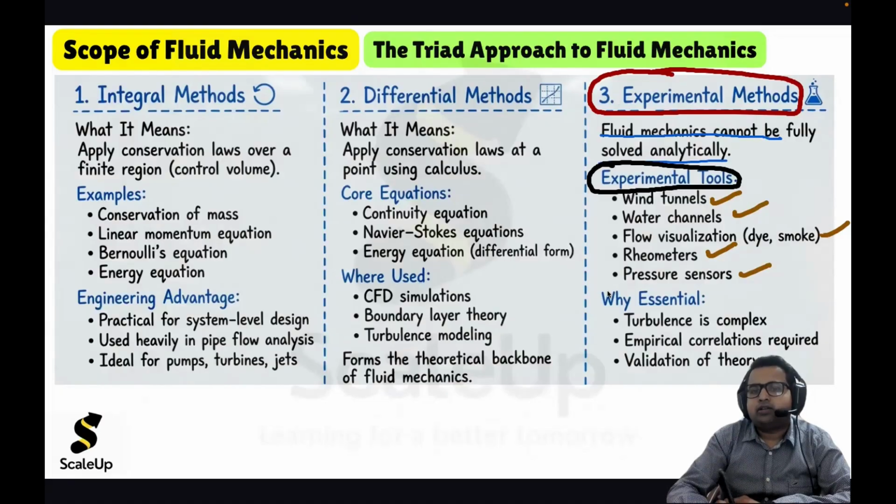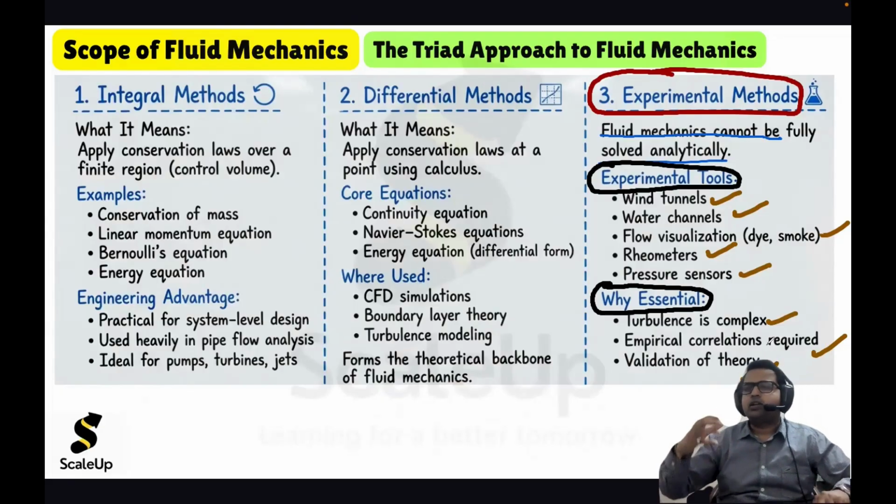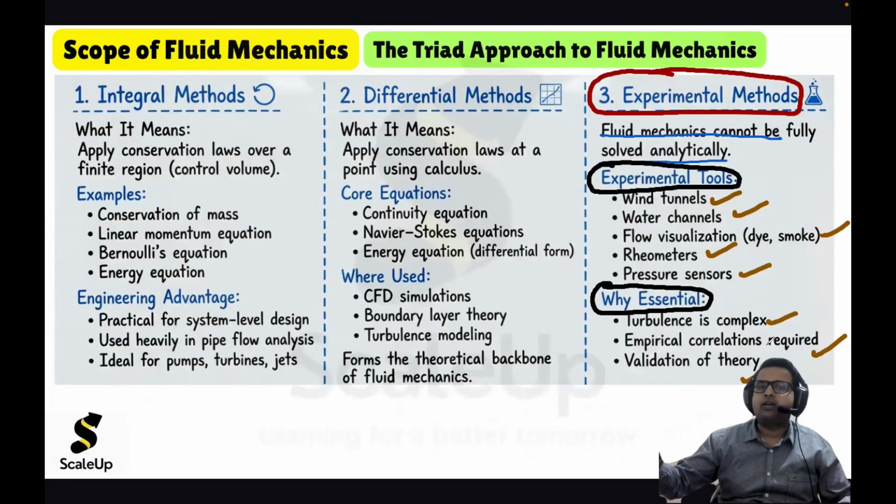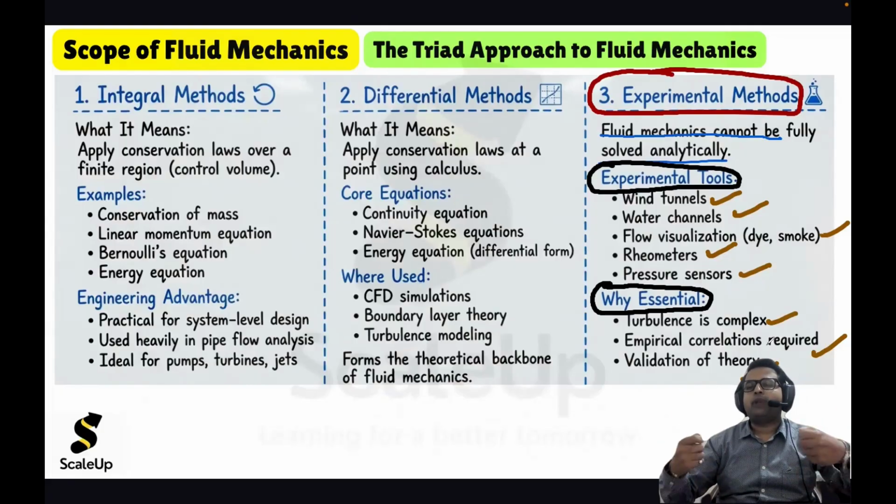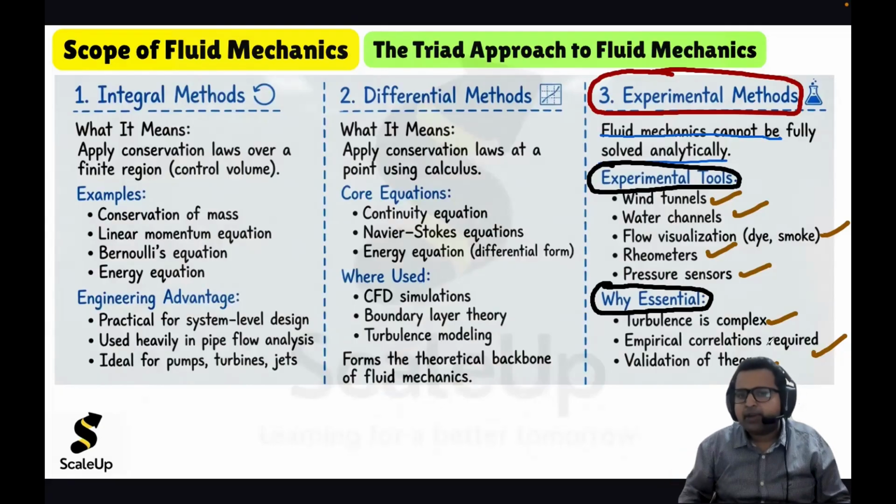And why is it important? Because we will be able to do practicals. Turbulence is complex, and empirical correlation is required. We can validate the theory. With experimental methods, even complex phenomena, we can feel it. We can do a practical of it. Empirical correlations we can establish. And most importantly, we can validate the theory, because whatever theory, observations, or analysis we did using integral methods and differential methods, we can validate using experimental methods.